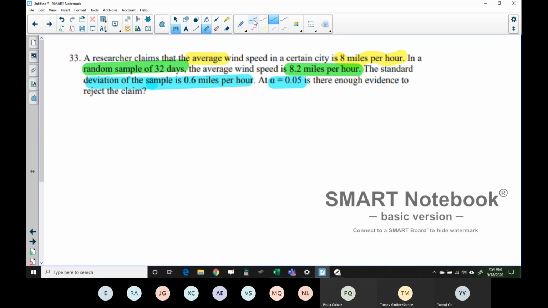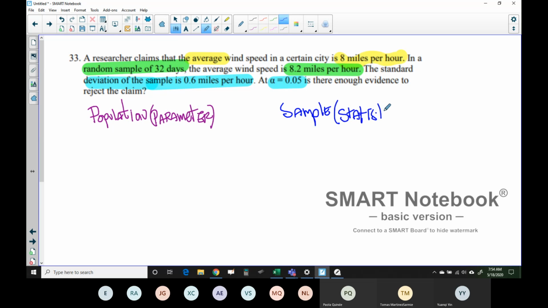The first thing that I would probably like to collect is the information from the population, right? Population information. Remember, any information that comes from the population is called a parameter. Hopefully you remember that. A parameter. And I'm also going to collect information that comes from the sample. What is that called when it comes from the sample? Statistic. Statistic. Very good. So I'm going to collect that.